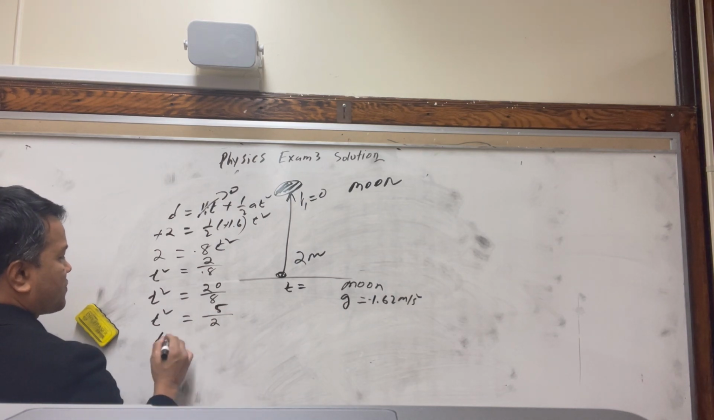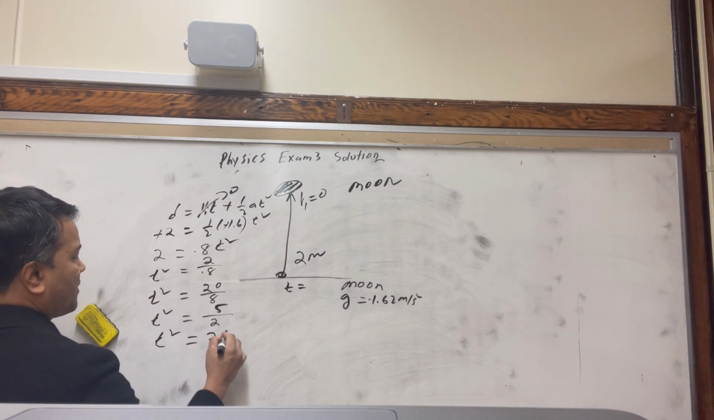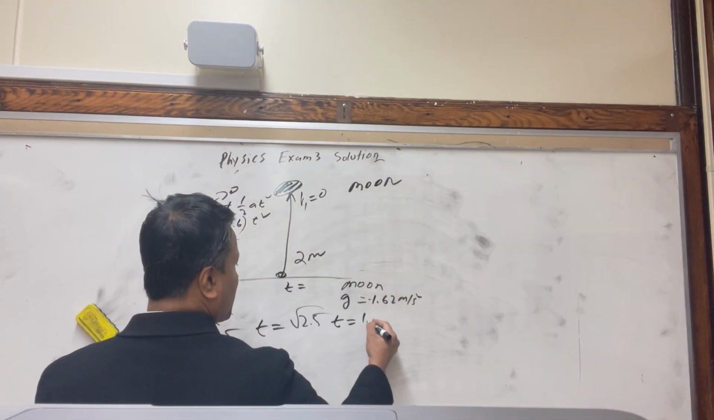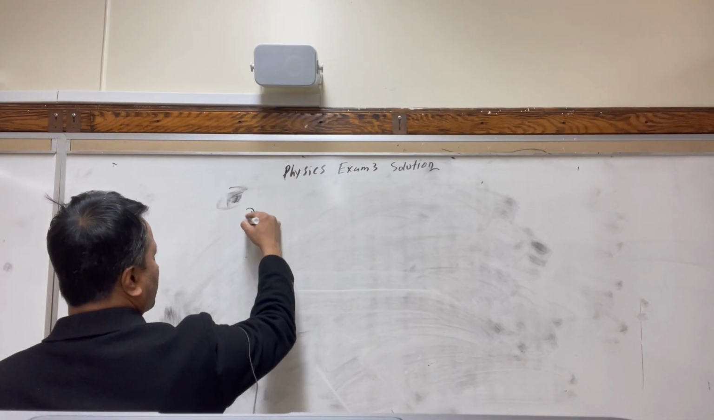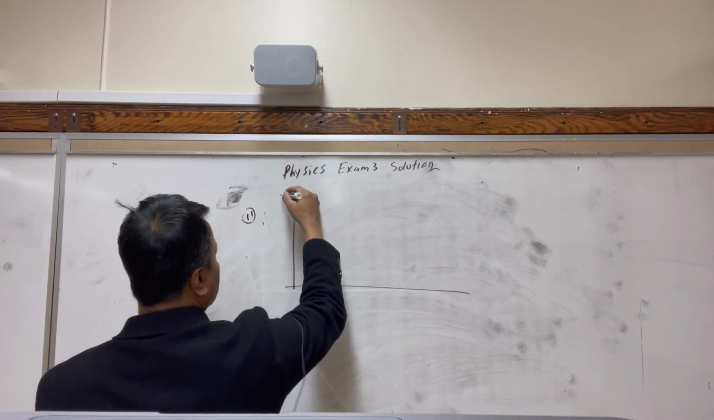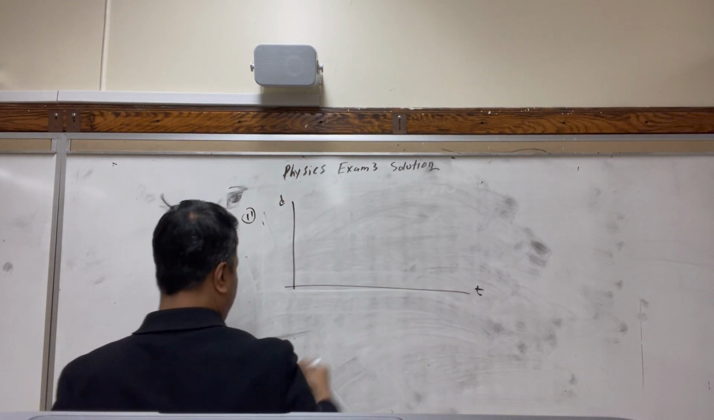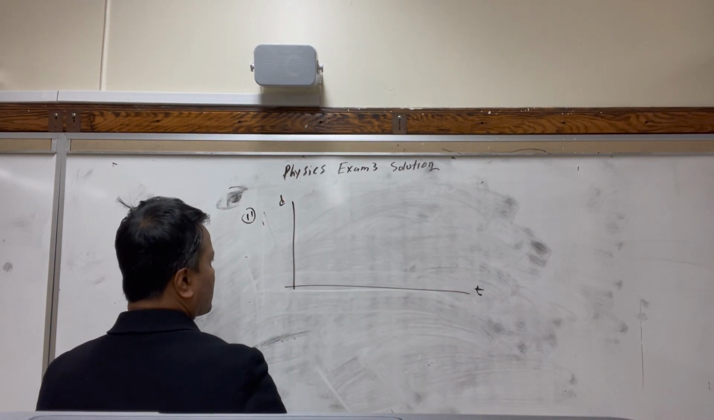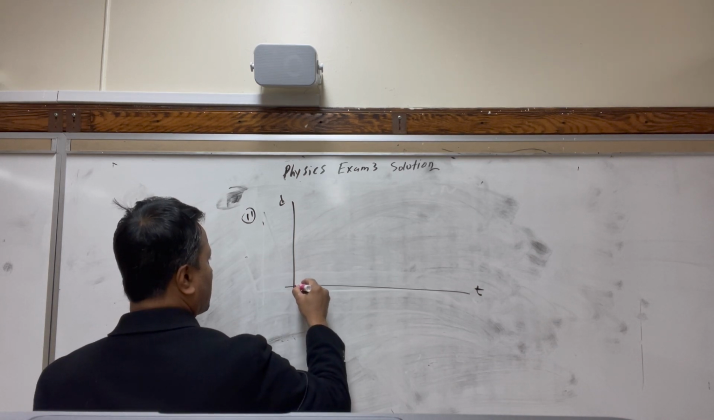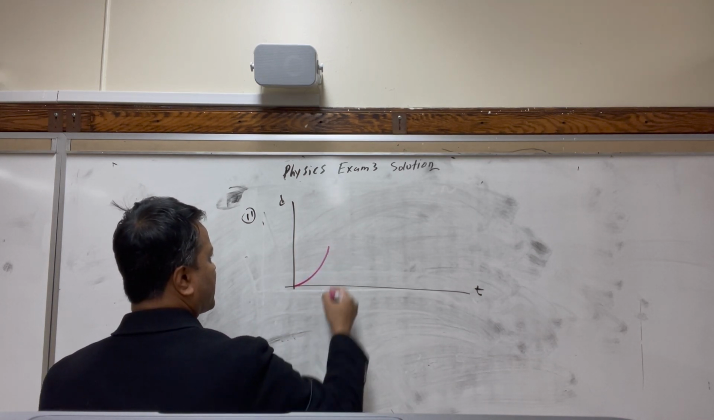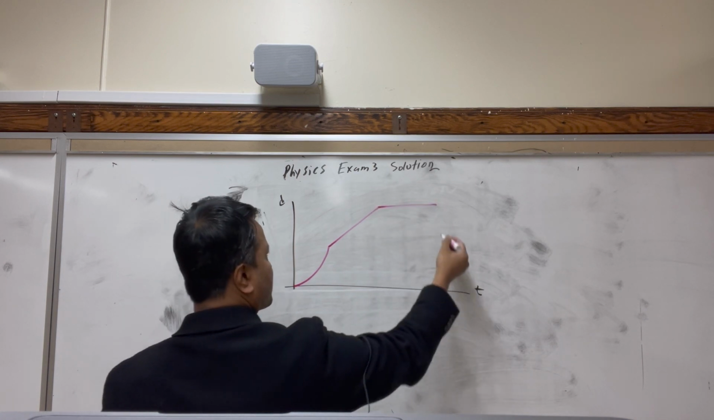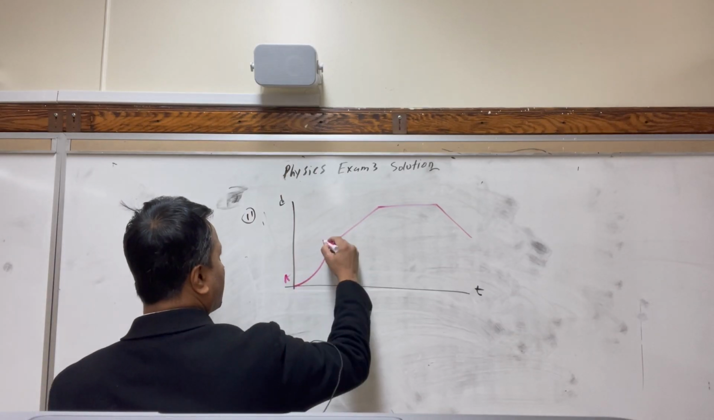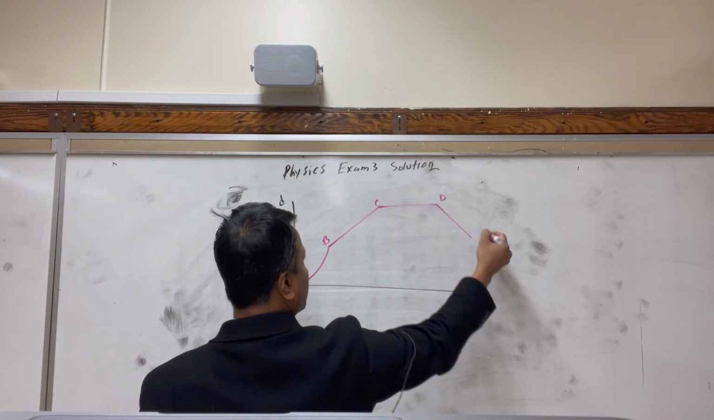All right. So t square is equal to 2.5. So t is equal to about 1.6 seconds. What do we have? A dt graph. So you have an object that is accelerating, moving like this, and then moving A to B to C to D to E.